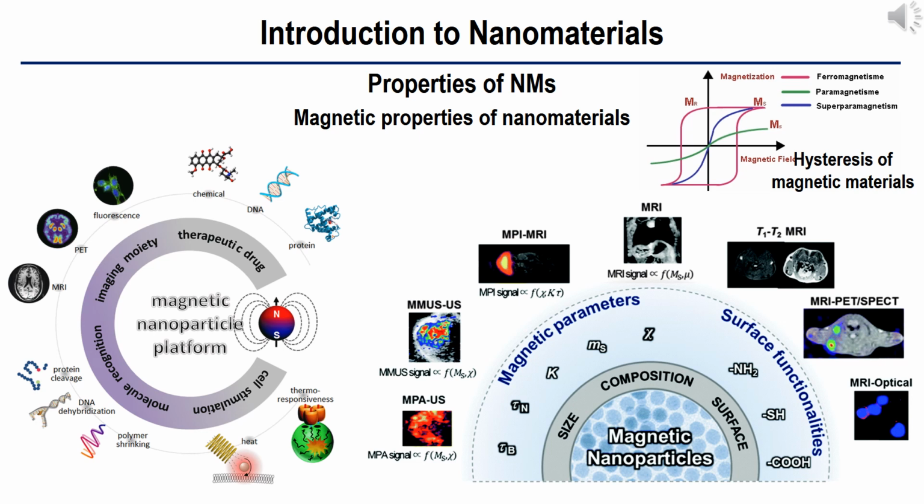Magnetic nanoparticles have been actively employed for various areas such as medical imaging, including MRI, PET, and fluorescence. On the right figure, you can find diverse applications of magnetic nanoparticles for MRI. They can work as carriers of DNA, chemicals, drugs, and proteins for therapeutic purposes. They can also be used in molecular recognition systems such as polymer shrinking, DNA dehybridization, and protein cleavage. With an external field, the magnetic nanoparticles can be used for cell stimulation.